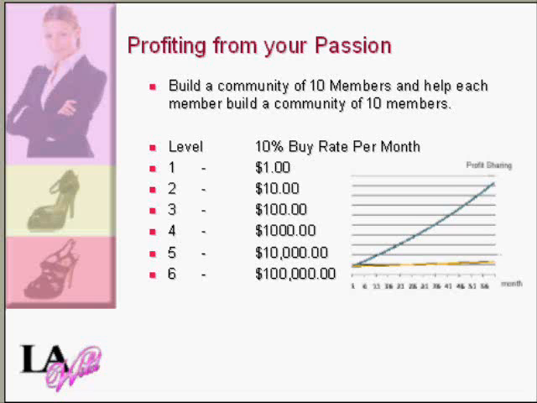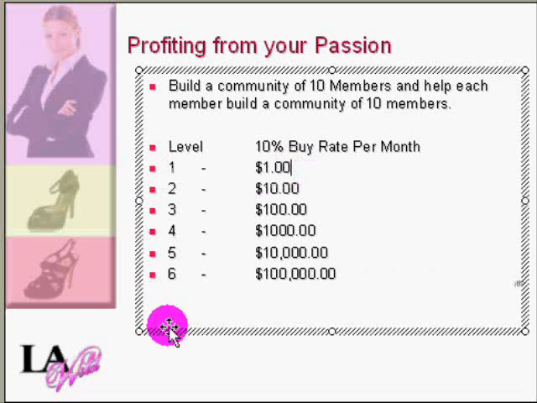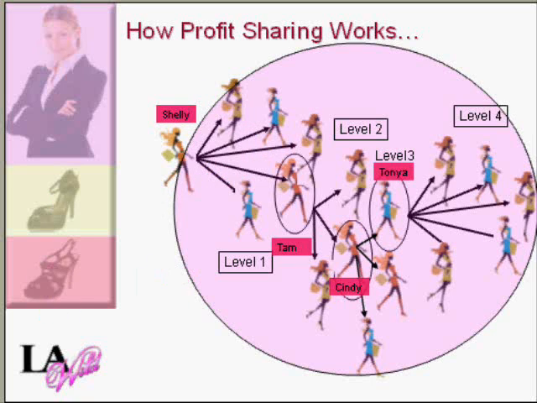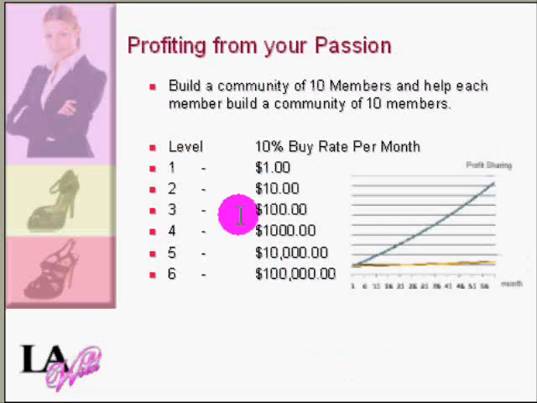So we're going to use Shelly again as an example, and let's say Shelly's level 1, which is right here. And let's say in Shelly's level 1 she has 10 members this time, okay? Again, I can't show it due to a lack of space, but let's assume Shelly has 10 members in her level 1. If 10% of Shelly's members in her level 1 buy a pair of shoes that particular month, 10% of 10 is 1. Shelly will get compensated $1.